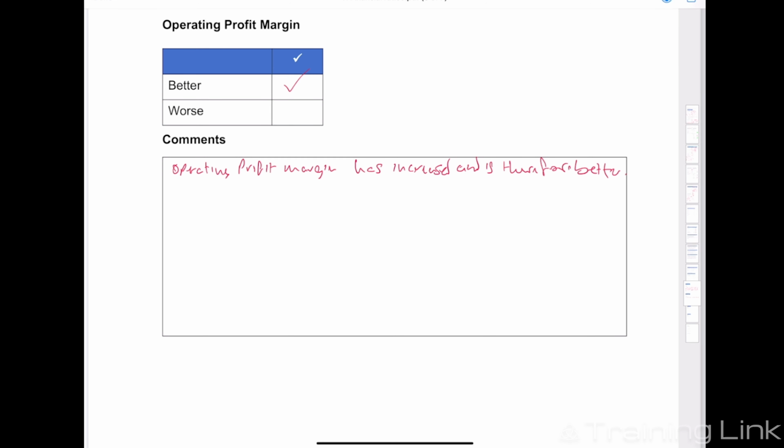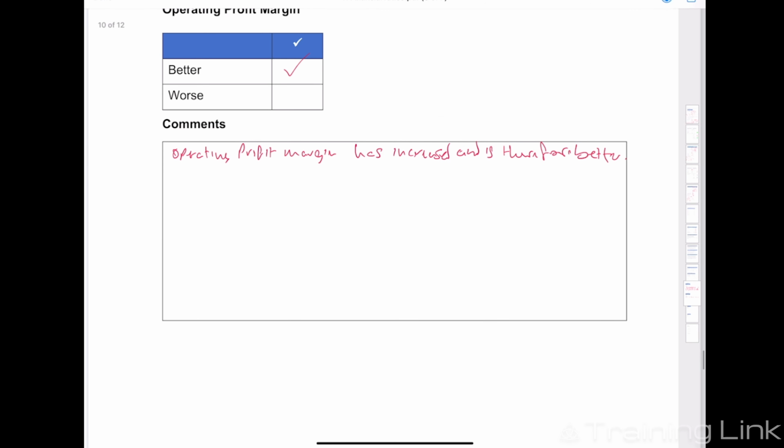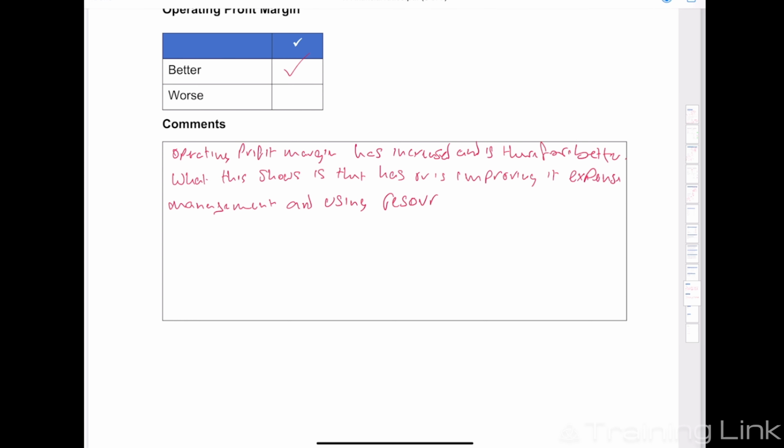So don't forget, at this point we've got the gross profit margin going down, but operating profit margin going up. So that is obviously an interesting point because usually you would expect them either to both go up or both go down. So what this shows us is that the business has or is improving its expense management and using resources more efficiently.